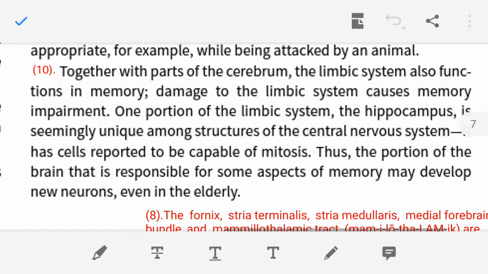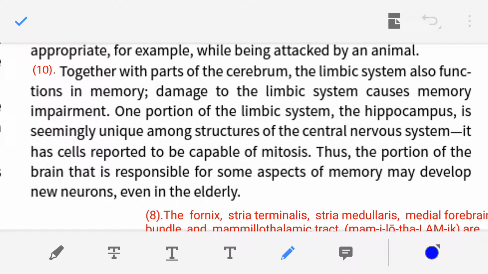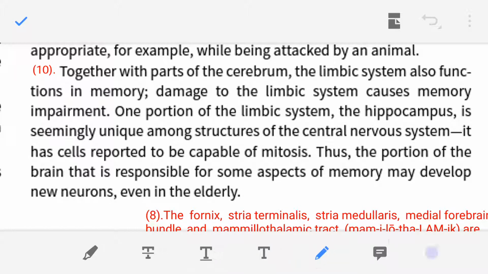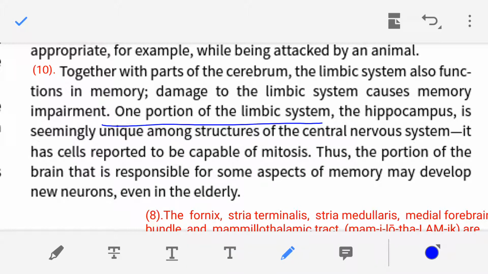Then, together with the parts of the cerebrum, the limbic system also functions in memory, so we can remember our past events. Damage to the limbic system causes memory impairment, loss of memory. Then one portion of the limbic system, the hippocampus, is seemingly unique. Hippocampus is unique among structures of the central nervous system.